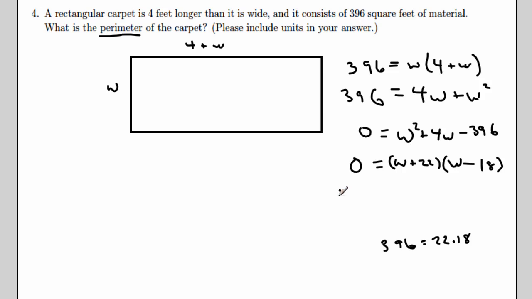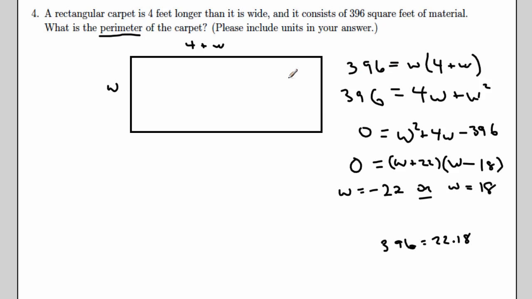That means in terms of the equation, my W plus 22 has to be 0, which means W would be negative 22, or the W minus 18 has to be 0, which means W would be 18. So there are two solutions to this equation. Either W is minus 22 or W is 18.